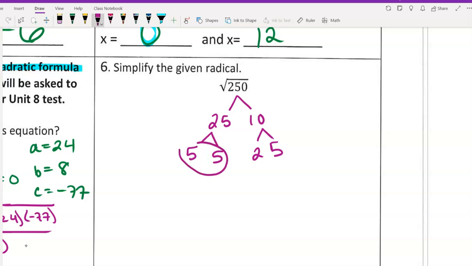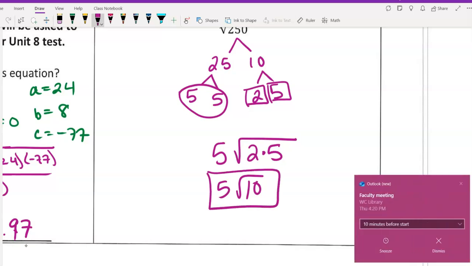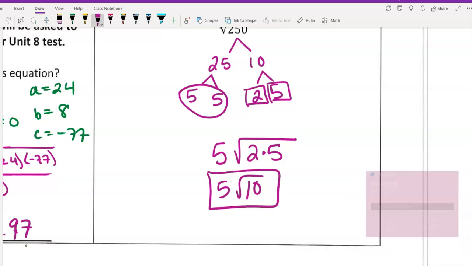So we circle our pairs and we box the singles. Now when we rewrite our answer, the pairs go out, because when you're dating, you go out, and the singles stay home. So now 2 times 5 is 10. So our answer is 5 square roots of 10.